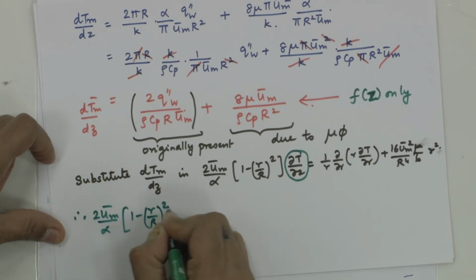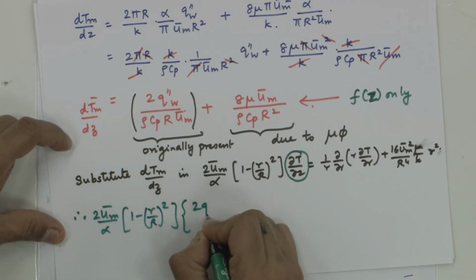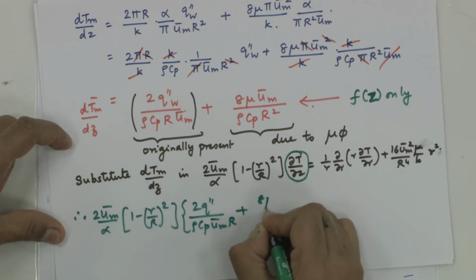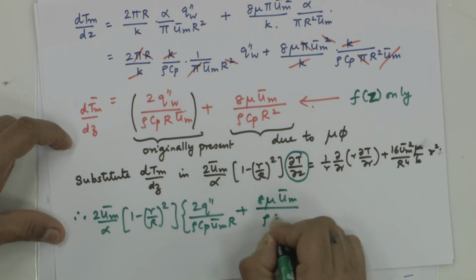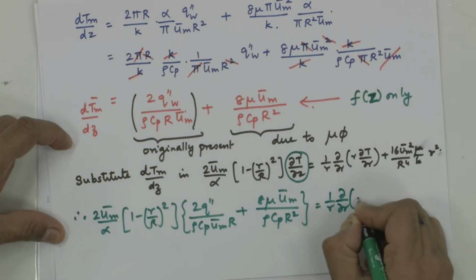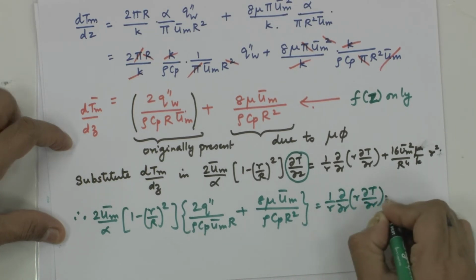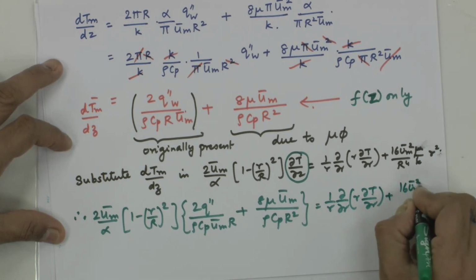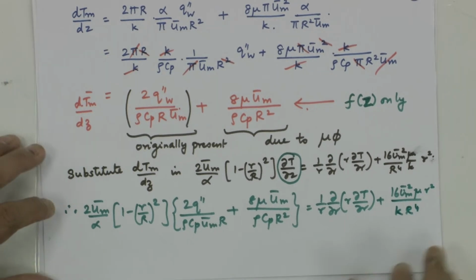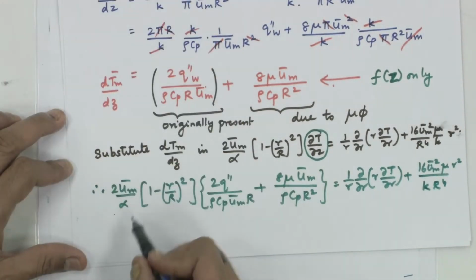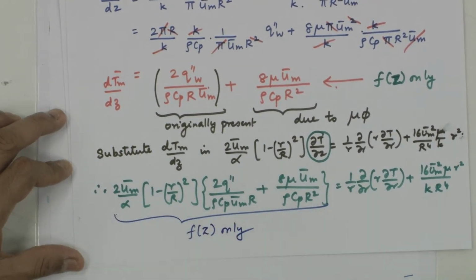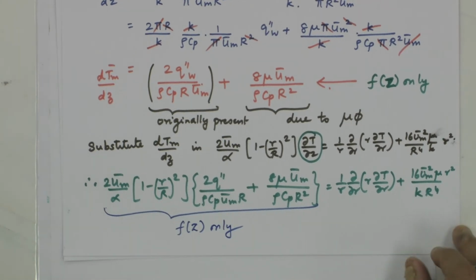r by r squared, this one bracket 2 q by rho c p u_m r plus 8 mu u_m bar by rho c p r squared is equal to 1 by r d by dr of r dT by dr plus 16 u_m bar squared mu r squared by k R to the power 4. This one is a function of z only. This is a function of z only.